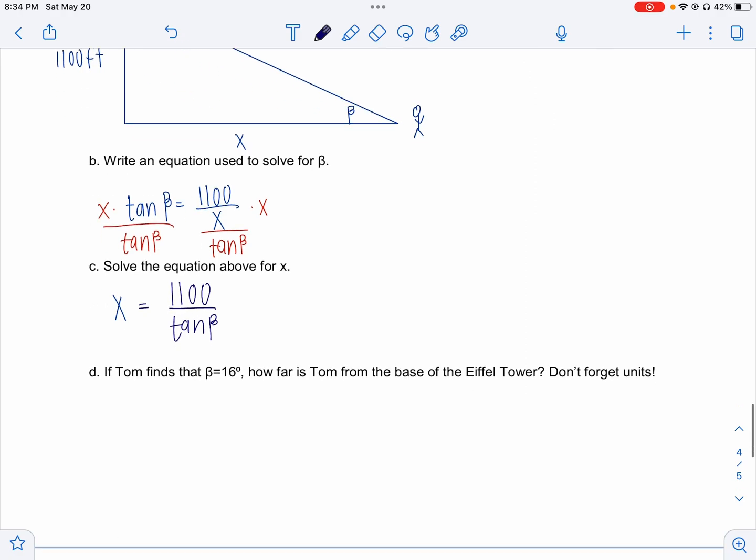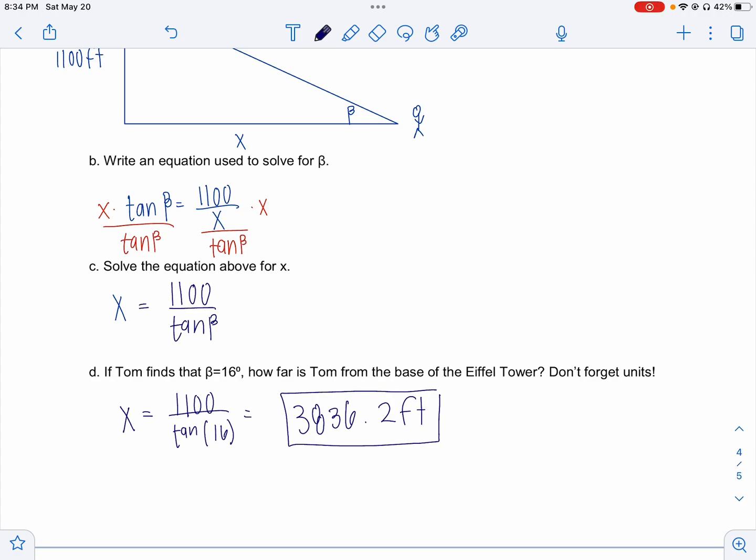And last one, now we know that beta is equal to 16 degrees, and how far is he away from the top of the tower? So we're trying to find x. So now we just have to plug beta in for our equation. And if you plug that in, you'll get 3,836.2 feet. And there you go. There is the unit 4 review.